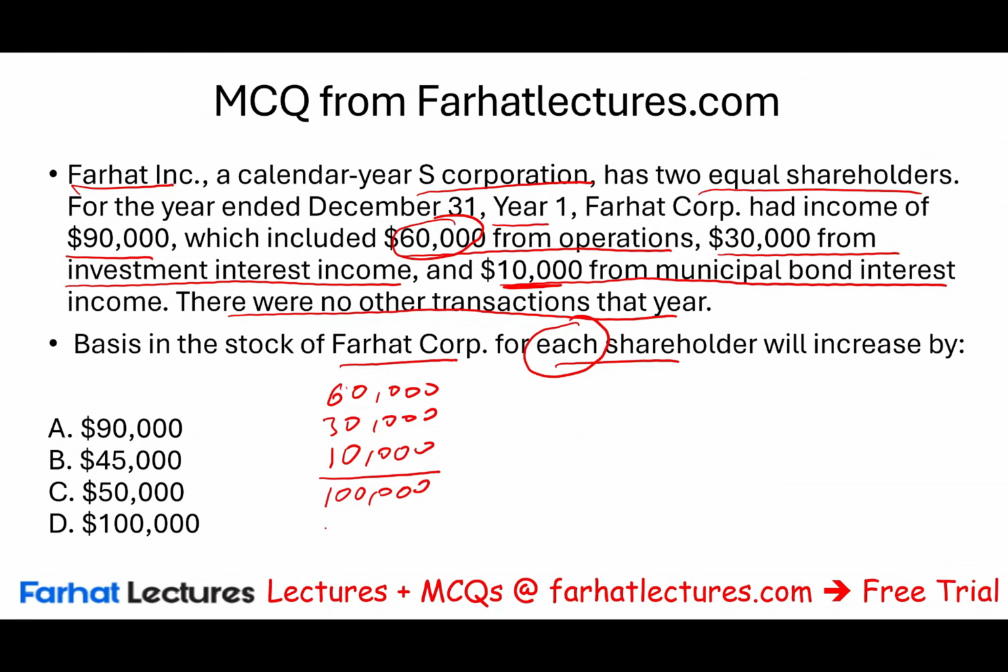Now, if you don't read the question carefully, you would select D, and that's the incorrect choice. Why? Because for each shareholder, we have 2 shareholders. It's going to be split 50,000 and 50,000. Therefore, the correct answer is C. Be careful. 2 tricks in this question. Assuming you understand the concept, you still have 2 tricks to deal with. Municipal bonds, do they affect basis? Yes. Are they taxable? No. And remember, it's each shareholder. So there are 2 tricks in addition to the concept.